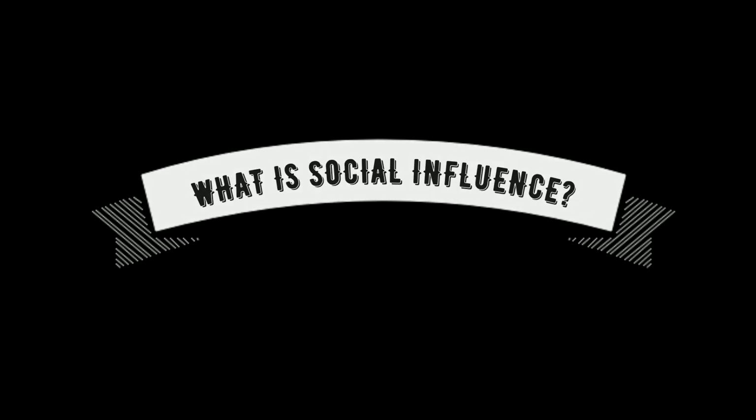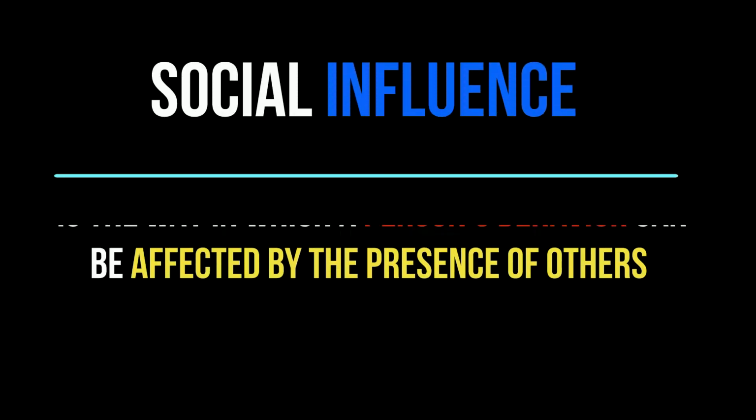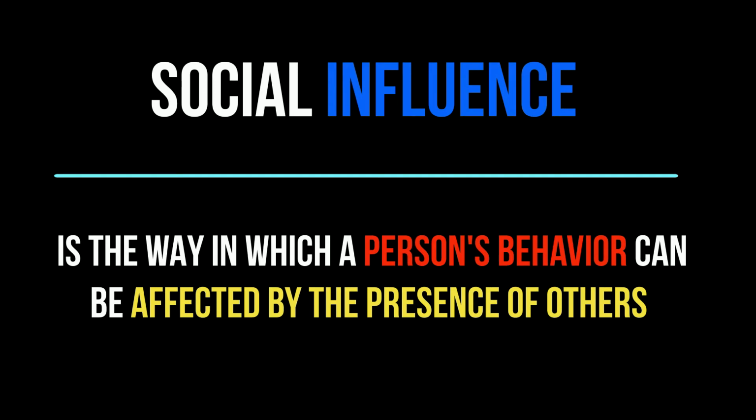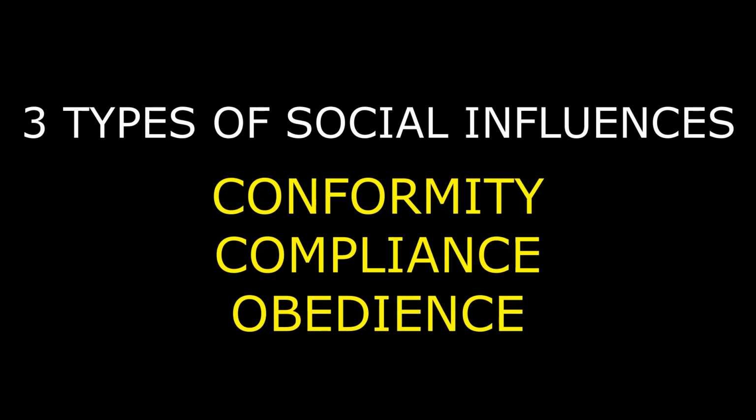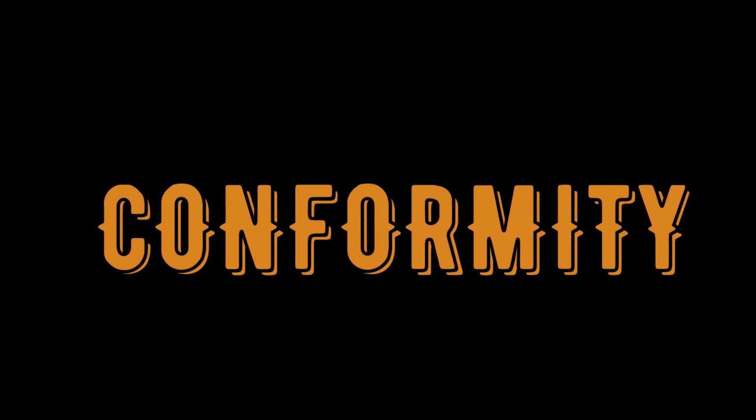What is social influence? Social influence is the way in which a person's behavior can be affected by the presence of others. Conformity is when a person changes their behaviors, attitudes, and/or values due to real or imagined group pressure.